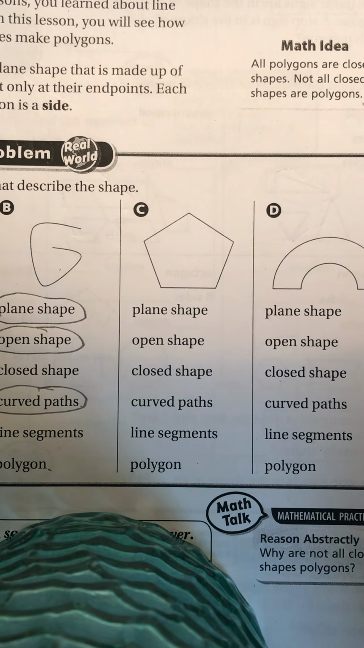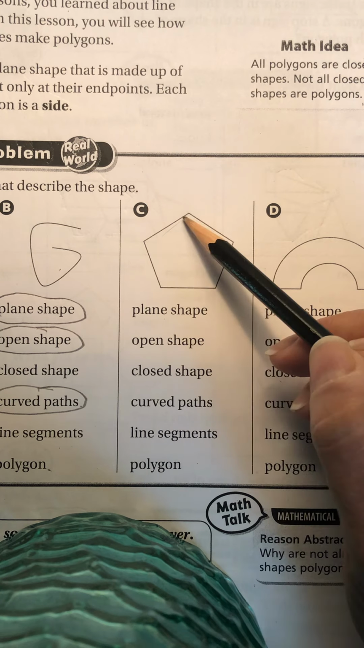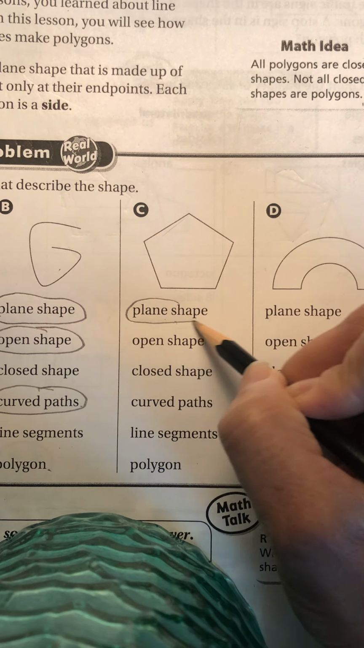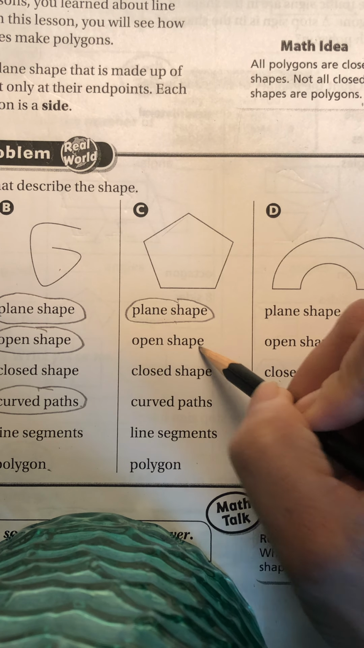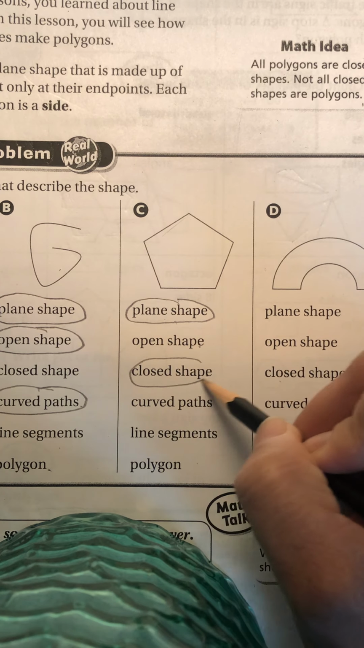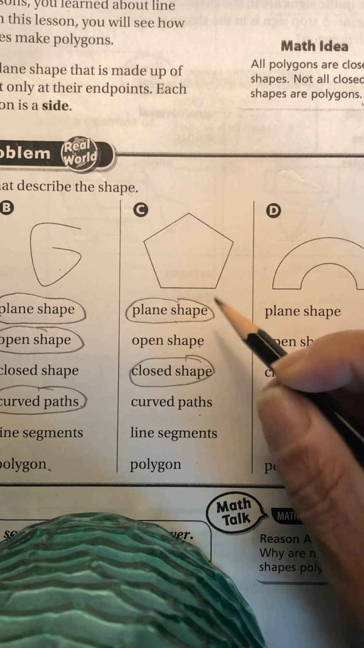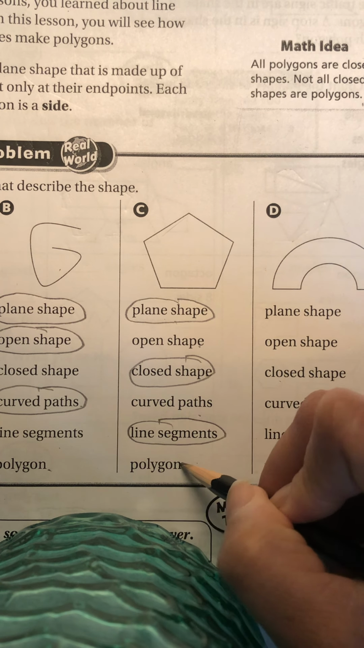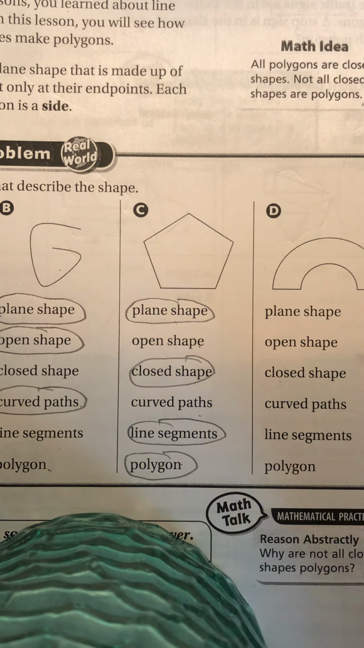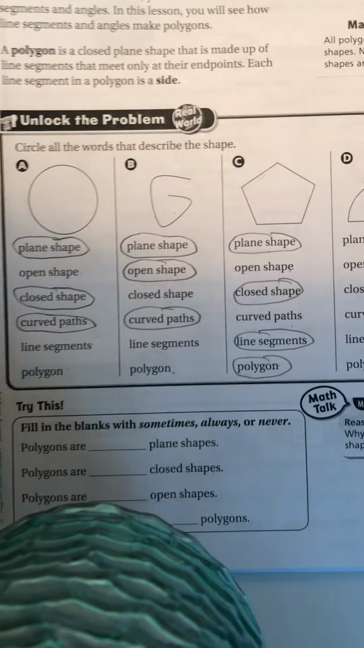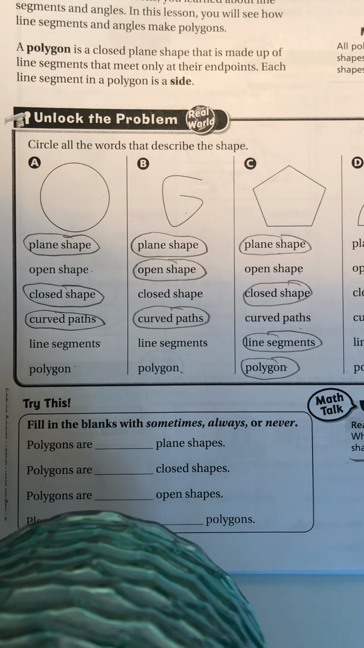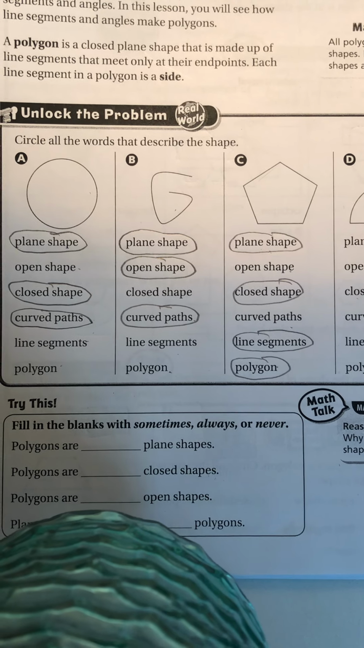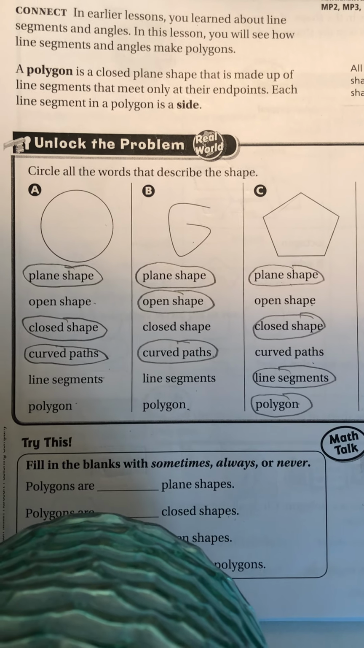That is a pentagon with five sides. 1, 2, 3, 4, 5. Is it a plane shape? Yes, it is. It's flat. Is it open? No. Is it closed? Yes. Does it have curved paths? No. Does it have line segments? Yes. Is it a polygon? Yes, it is. So do you see how letter C is different from letter A? There are line segments in letter C, so it's a polygon. There are no line segments in a circle, so that's why it's not a polygon, even though it's closed.